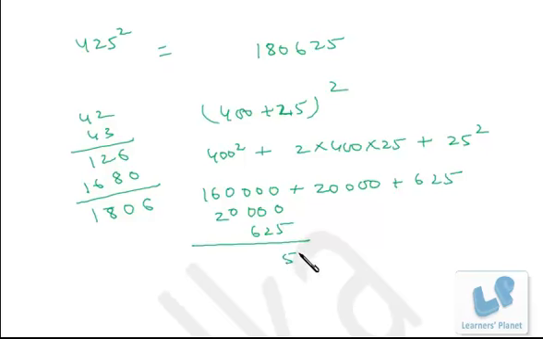So it's 526081, right? So that's 180625. That is the square of 425. So you can go either way.